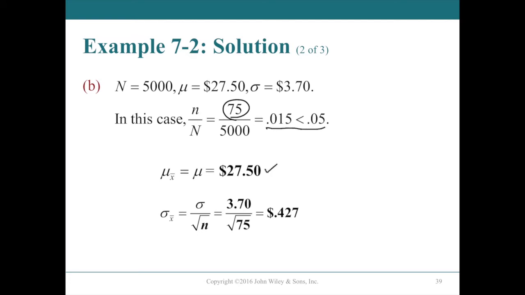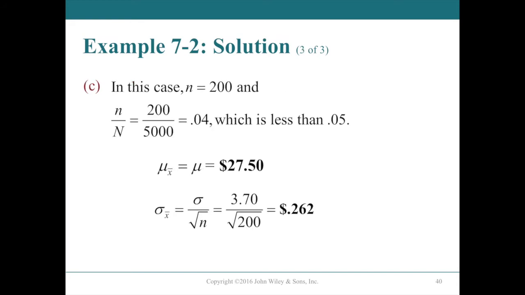So now we're going to talk about 75 in the sample size. And yeah, we're still way below the 5% threshold. No sweat. Leave the mean alone. Nothing to see here. But in the standard deviation, yes, you will have to divide by the square root of 75. And when you do that, we're down to only about 42.7 cents. It's even smaller than before. Why? Because the 75 is larger than before. Let's go to part C.